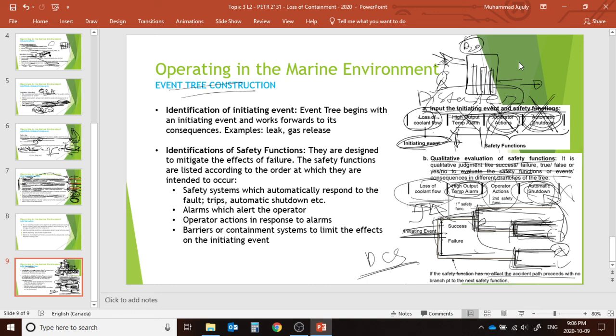So this is the example for the nuclear industry's coolant loss. You can do it with a gas release, for instance. Everything is given in here. So this is the example of our event tree construction.